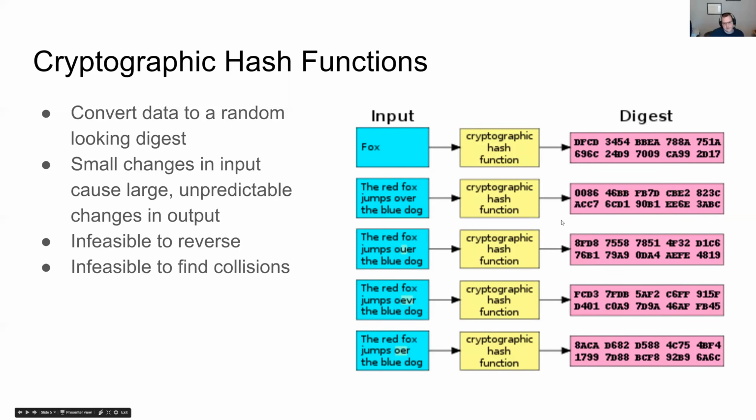If a hash function is secure, that means a few things. One is that small changes in input will lead to large, unpredictable changes in the output. You can see here that changing one character in the input sentence changes almost every part of the output. It's completely unrelated to the first digest. It also needs to be infeasible to reverse, so you should not be able to go from the digest back to the input data. And you also need to not be able to find collisions. So it's really important that you cannot go find other input that will give you the same output.